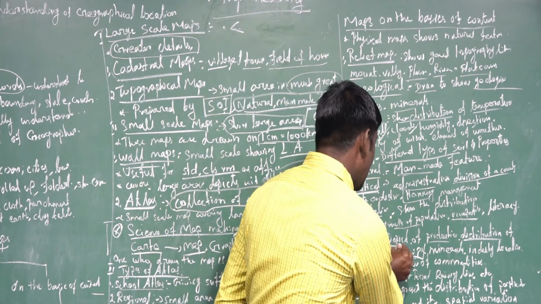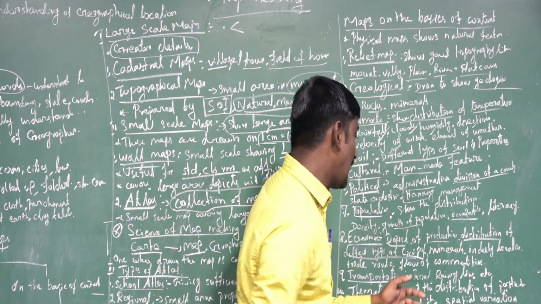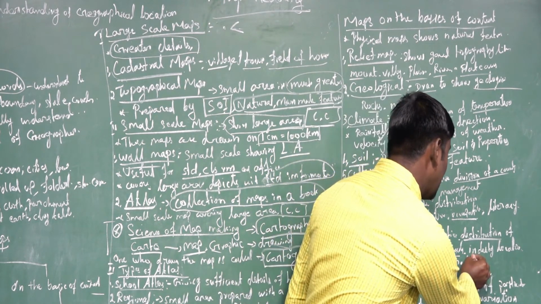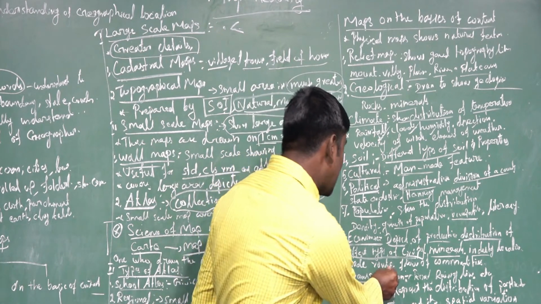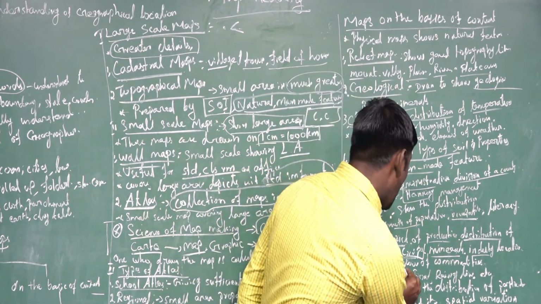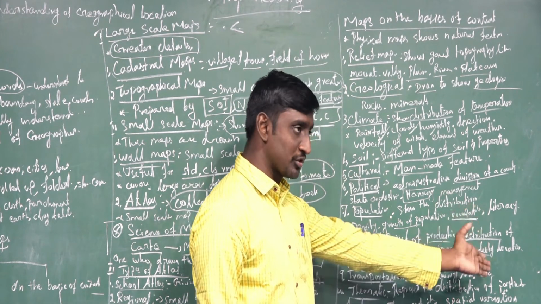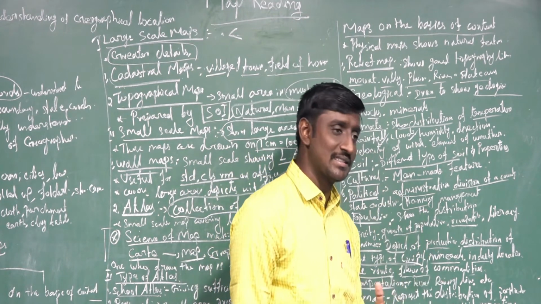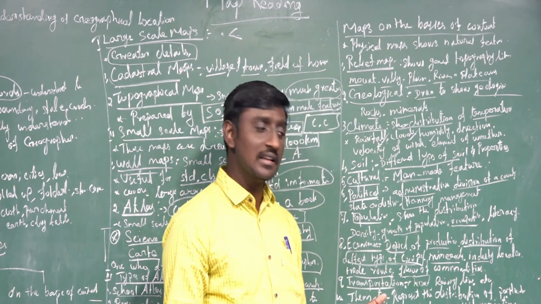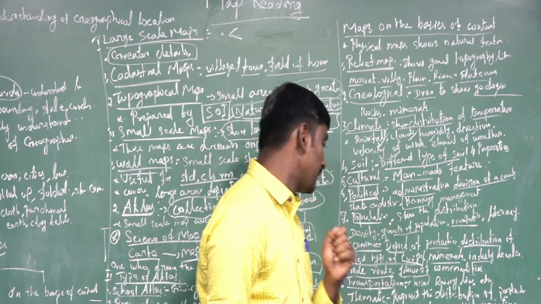Economic maps show the production and distribution of crops and minerals, the location of industry, roads, trade routes and the flow of commodities.